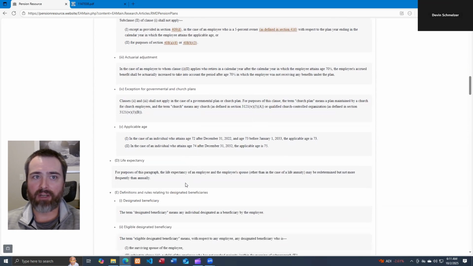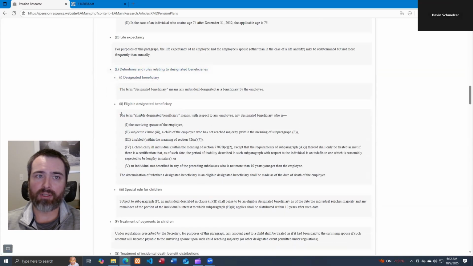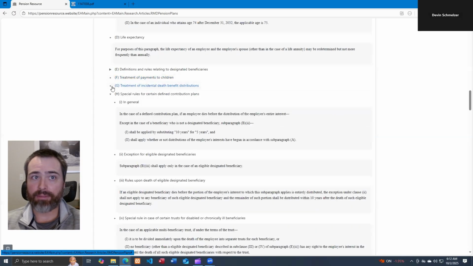Since very few defined benefit plans offer annuities to surviving non-spousal beneficiaries, I'm going to skip. (F) and (G), I'm also going to skip. You can review these later if needed. I'm also going to skip (H), but point out that the 10-year rule for paying out deceased participants doesn't apply to DB plans. Also skipping (J).